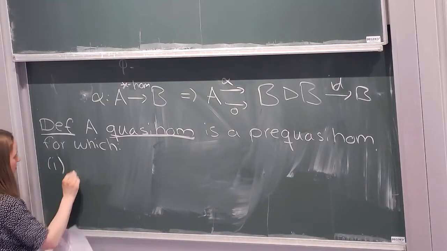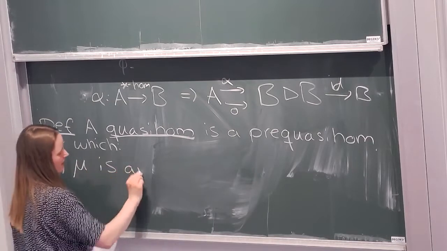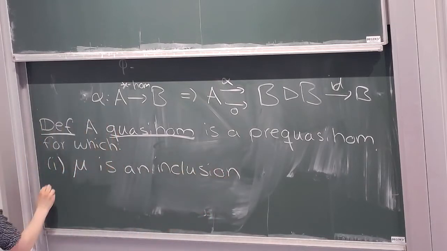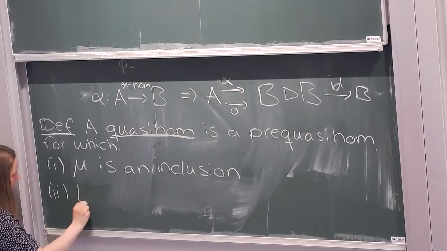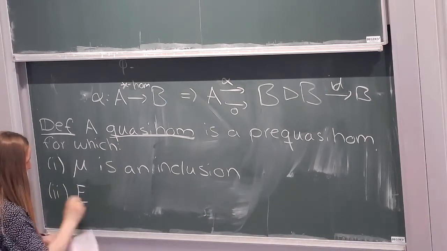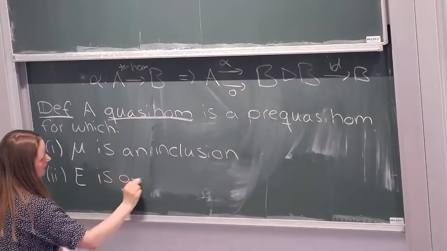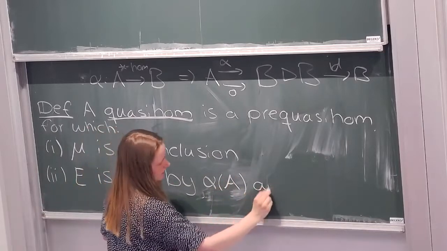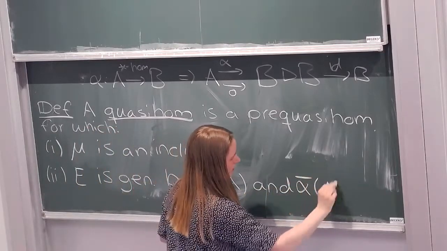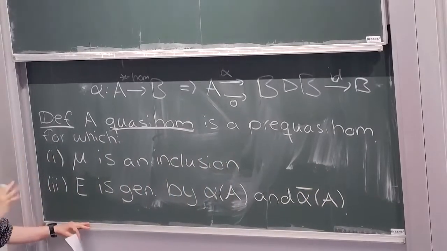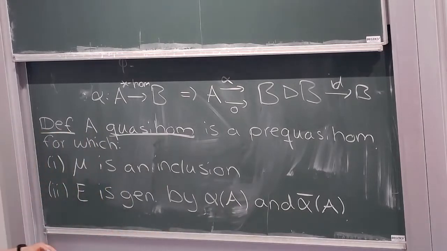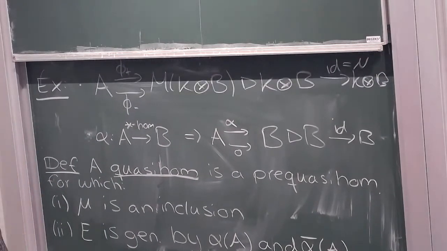So we have first that mu should be an inclusion. Then we have that the C-star algebra E is generated by alpha of A and alpha bar of A. So if you take the image of these two maps, alpha and alpha bar, from A to E, then you get all of E, if you take the C-star algebra generated by these two here. And then there are two more conditions.